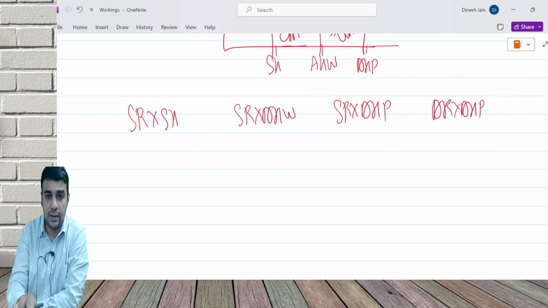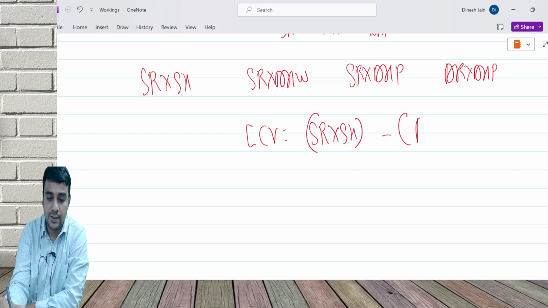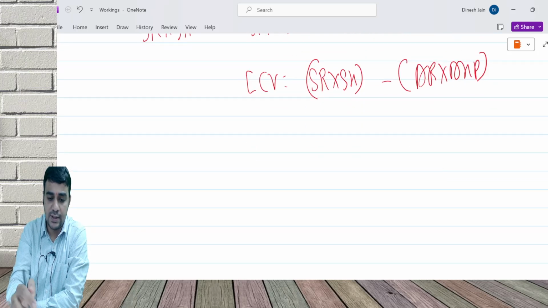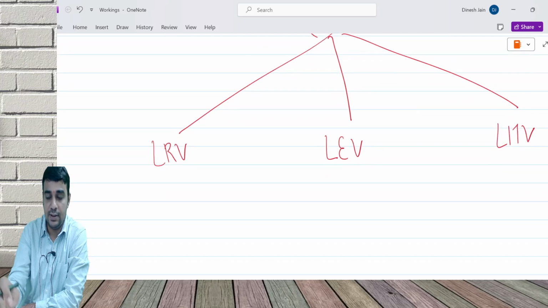I hope you have written the formula as well. Anyway, I'll write it in case some of you are struggling. Labor cost variance: smallest rectangle minus the biggest one. In this case, it is split into three: labor rate variance, labor efficiency variance, labor idle time variance. There are three sub breakups.